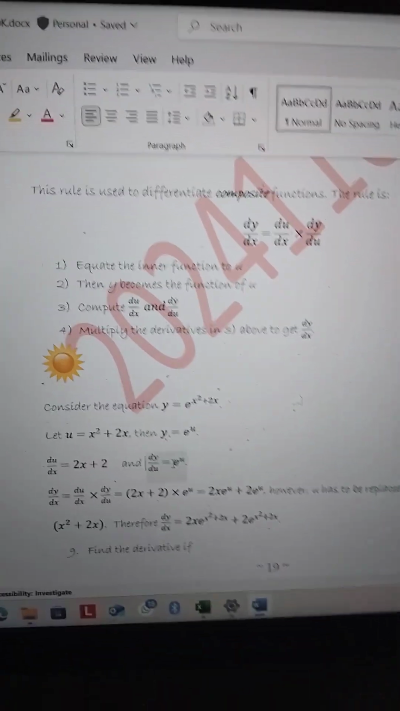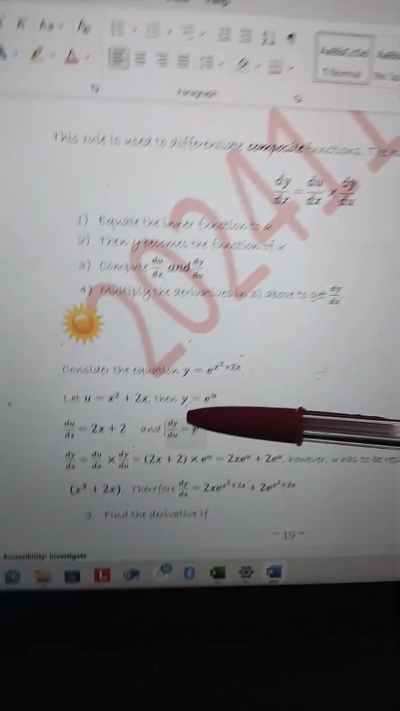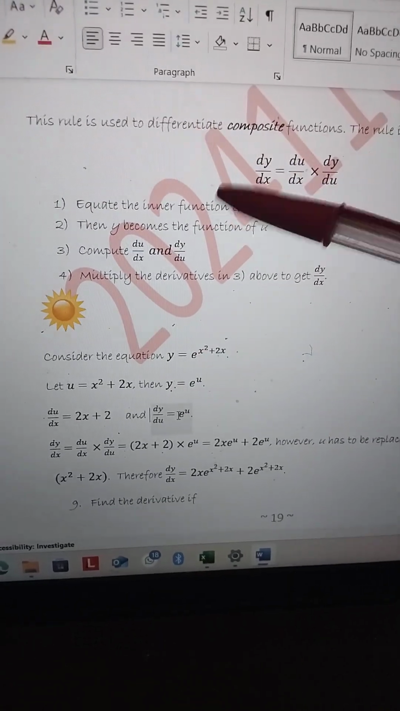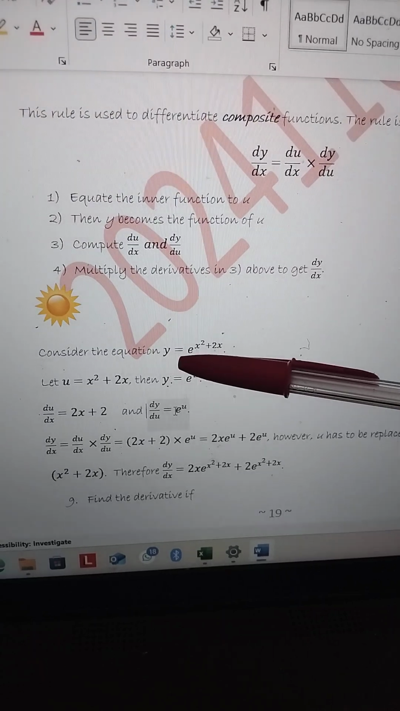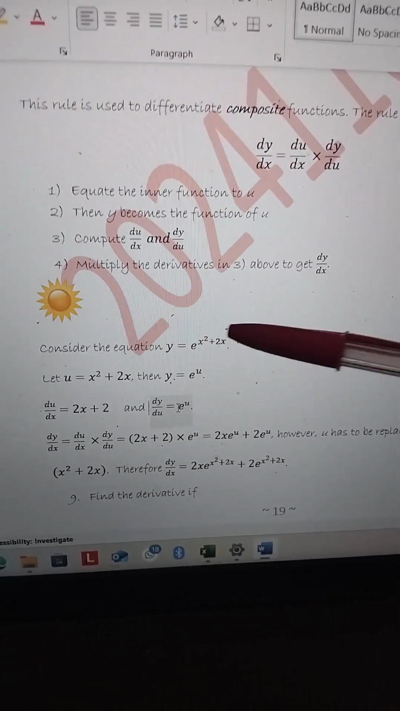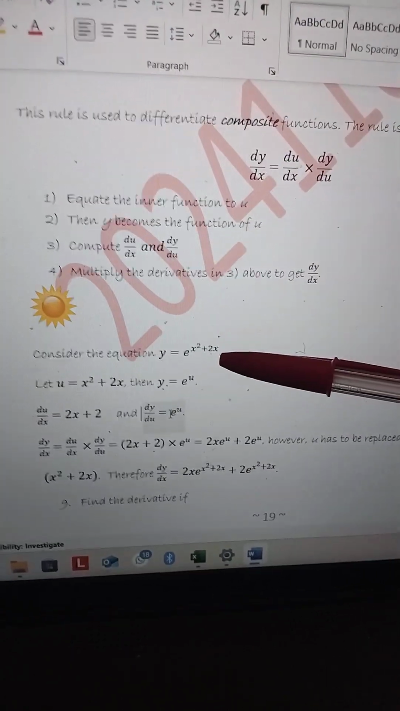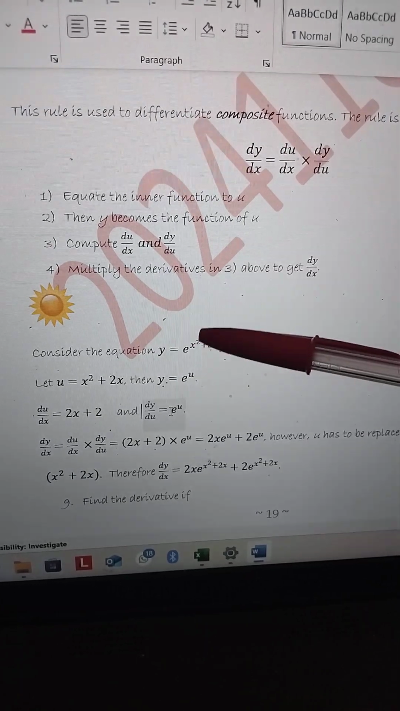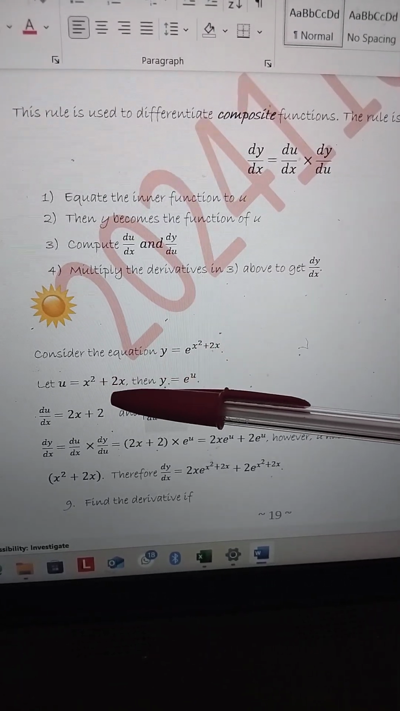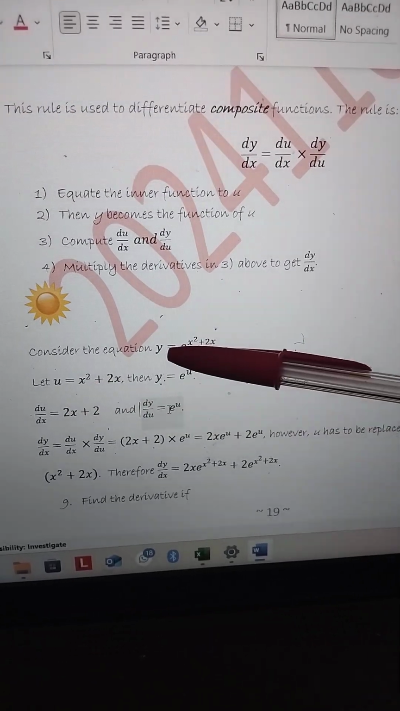Going back to our workbook, we realize that we have this here. This is a summary, but let's consider this example. We'll go back to the summary. Generally, our equation y is equal to e to the power x squared plus 2x. First of all, you have to identify the inner function. So we realize our inner function is x squared plus 2x. And then we let u be the inner function.